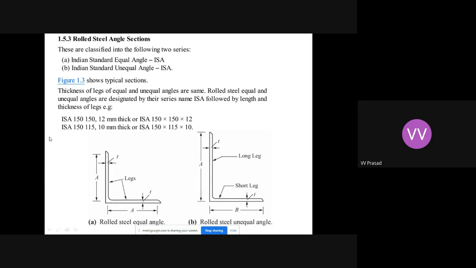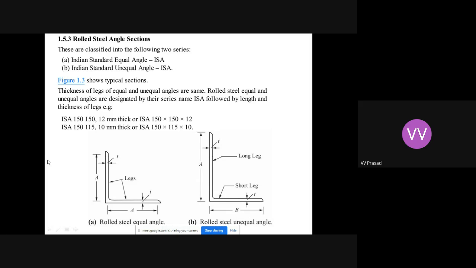Next, Indian Standard angle sections. Angle sections are classified as Indian Standard equal angles and Indian Standard unequal angles. Suppose the section is equal, that is an equal angle. Here angle section or L section, both are the same, sir. You just observe here the L section or angle sections. These sections are used for building constructions. Indian Standard equal angle is ISA. Indian Standard unequal angle is also ISA.